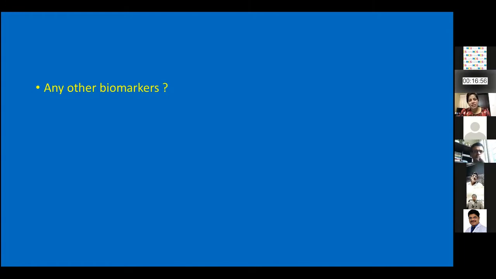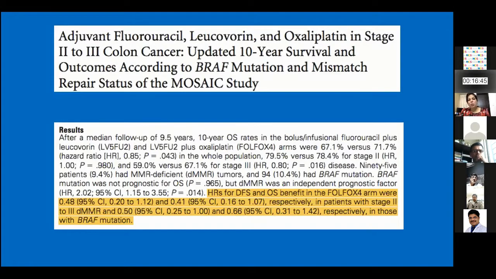So as Shekhar sir said, though the loss of CDX2 and BRAF mutation have been shown to be poor prognostic markers even in early stage colon cancer, presently there is no data to say that we should change therapy based on these results. In the updated survival, which was a combined analysis of both stage 2 and stage 3, the patients with BRAF mutation, even if they are dMMR, have an increased DFS and OS if given FOLFOX.